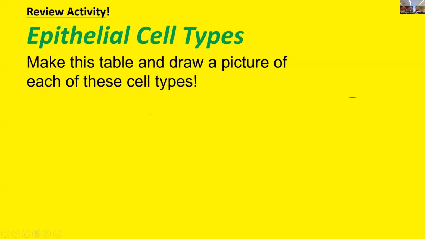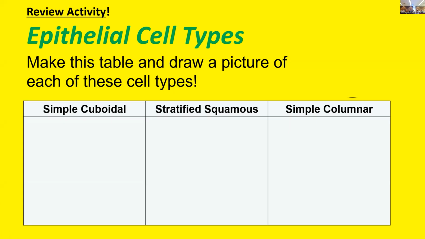But what I'd like you to do is to recreate this table in your notes and draw a picture of each of these cell types, and we'll upload this as part of your ticket out today. So just create this simple 3-column table and draw a diagram of simple cuboidal, stratified squamous, and simple columnar cells. Remember to label the apical and basal sides of each of them. So one more time, just to make sure you can see this. Simple cuboidal, stratified squamous, and simple columnar.